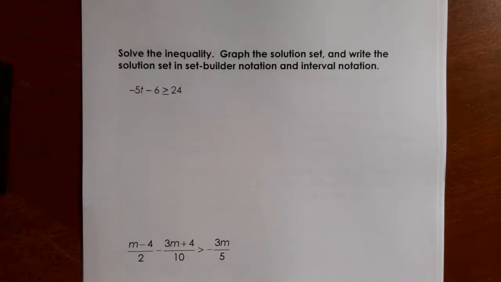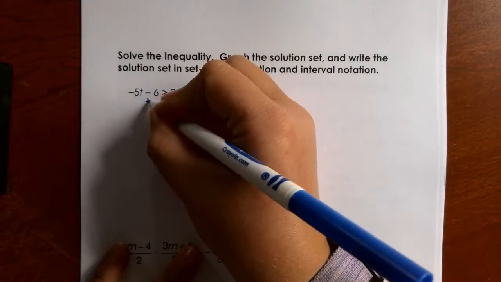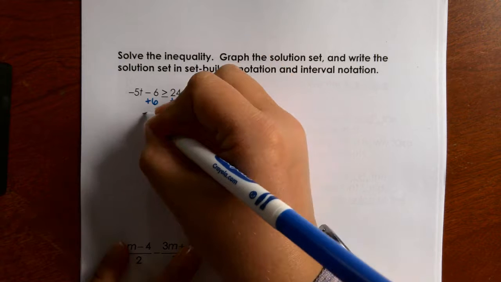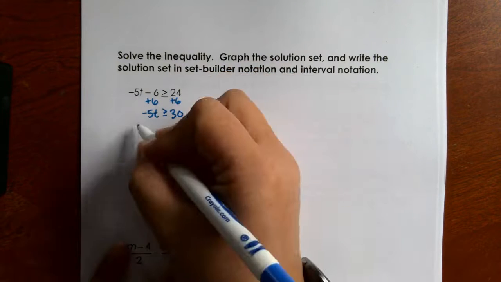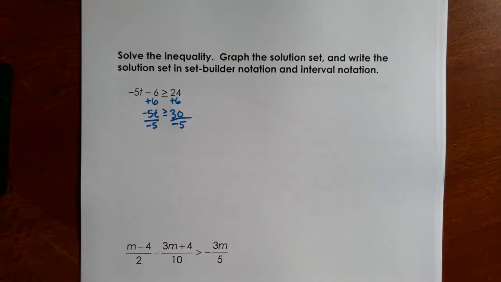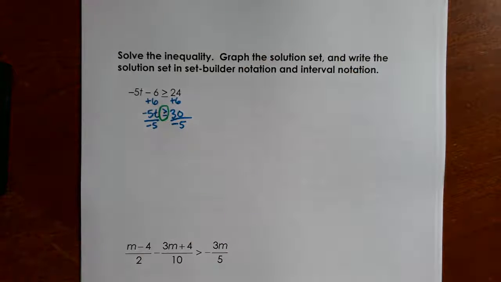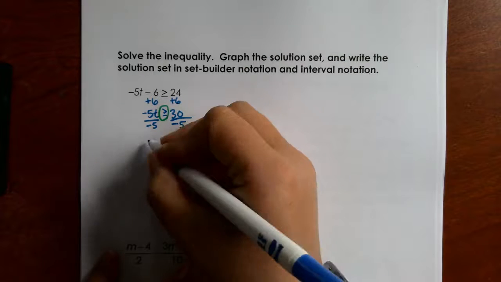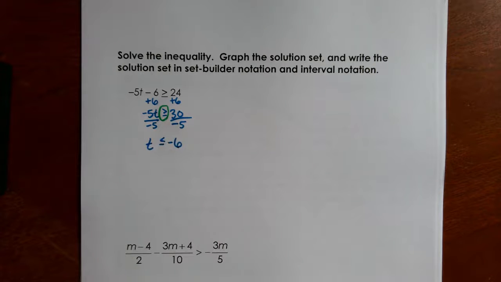Treat it just like an equation, essentially. So if I want to get t alone, I'm going to add 6 to both sides. I get negative 5t is greater than or equal to 30, and then I divide both sides by negative 5. Dividing and multiplying by a negative is a special situation where you're going to flip your inequality symbol. So I end up with t is less than or equal to negative 6 as my inequality.